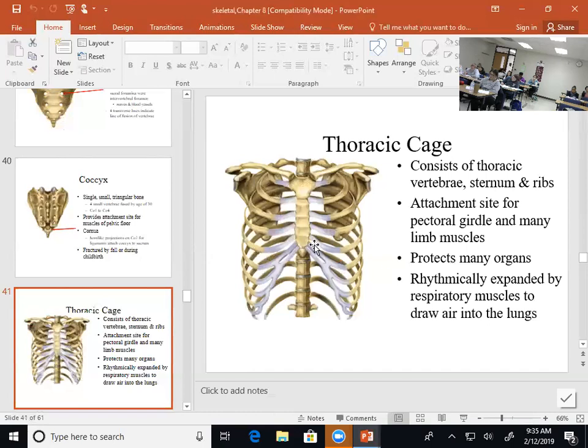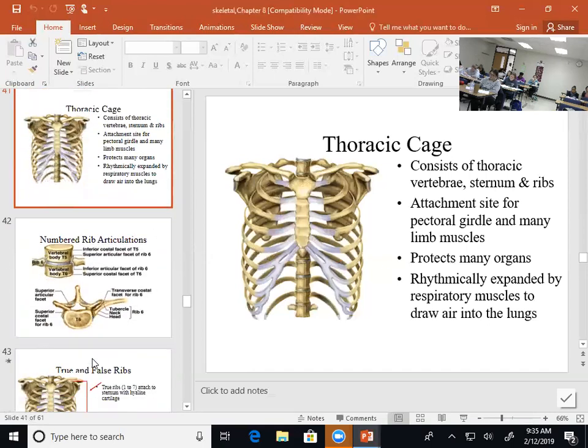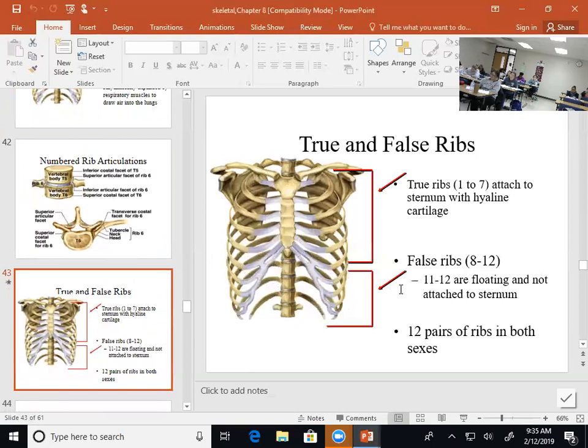The false ribs have an indirect connection, and you can kind of see that here. As far as pairs go, I just want you to know they have an indirect cartilage connection. And then we also have these floating ribs, so you can see maybe on these examples.